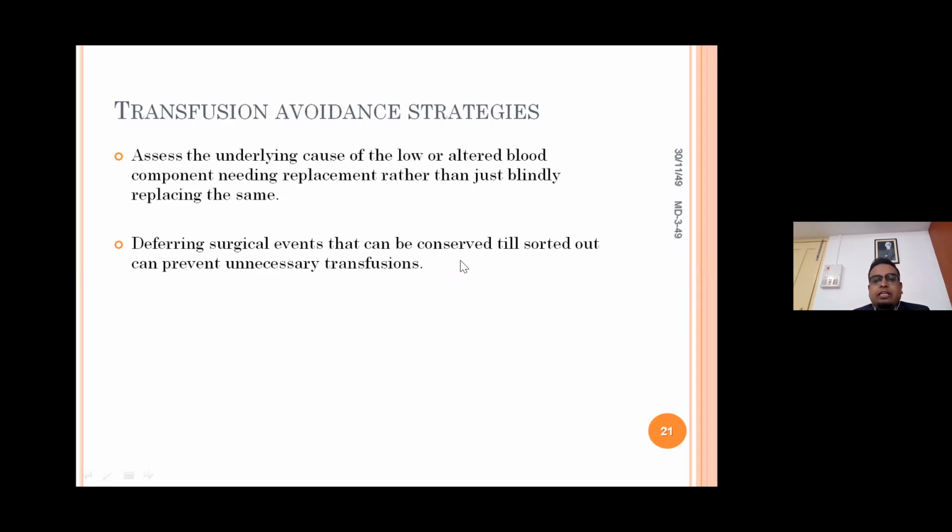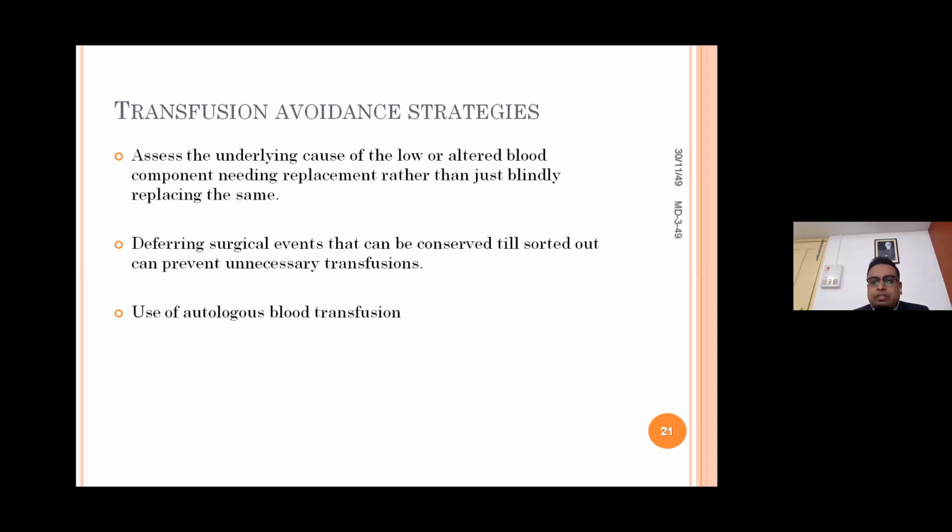Deferring surgical events that can be deferred till sorted out can prevent unnecessary transfusion. So maybe if you see that because of mild anemia you are not able to conduct a surgery, rather than transfusing the patient and taking him or her for the surgery, you can just defer the surgery till the time the patient recovers from his or her mild anemia.